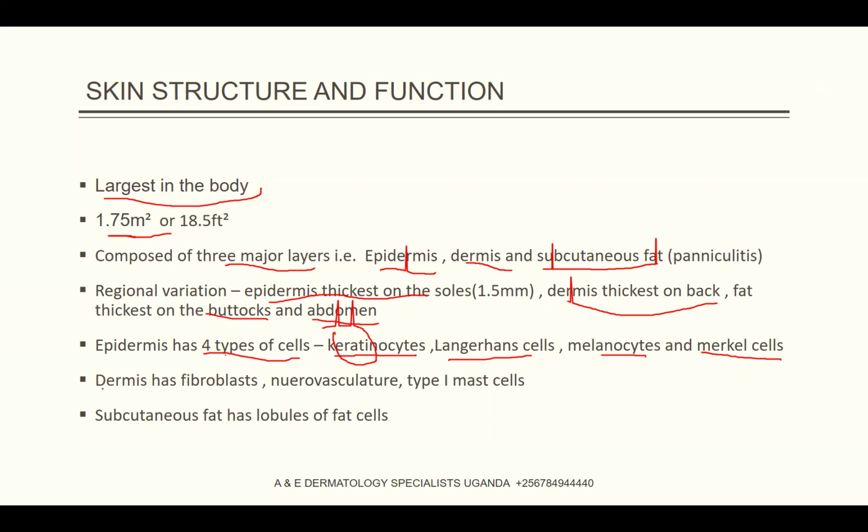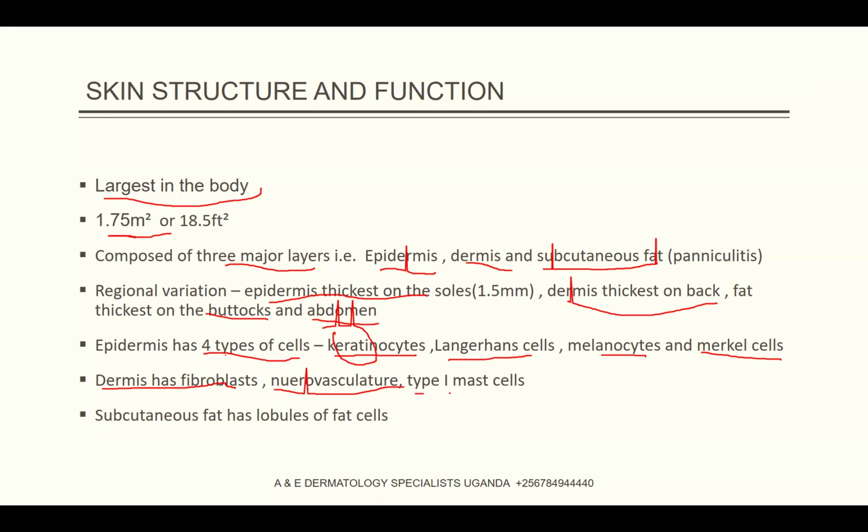Then the dermis, which is the second layer of the skin, is usually composed of majorly fibroblasts, and these ones usually lay down what we call collagen fibers and elastin, which is very vital in the structural integrity of the skin. The dermis also has neurovasculature. So these are the nerves, the arteries, the veins, and the lymphatics that supply the skin and also take away the excreta from the skin so that it can go back to the kidney and the liver to be eliminated.